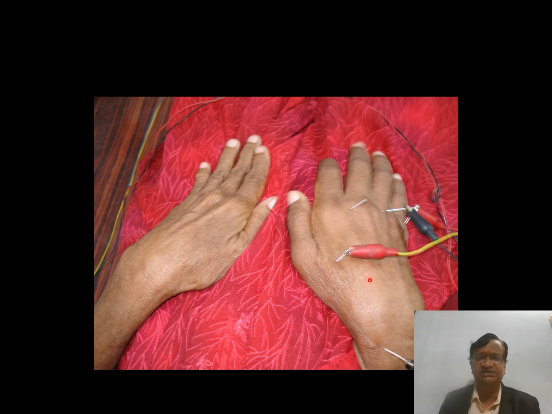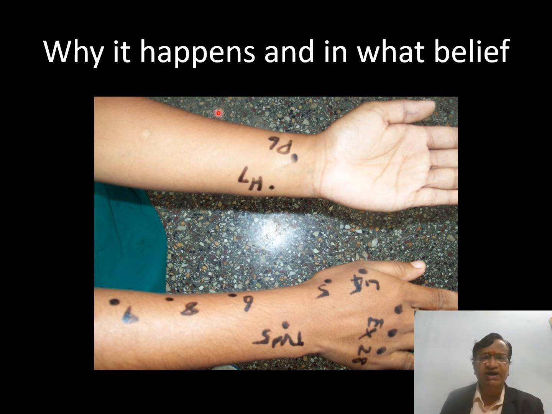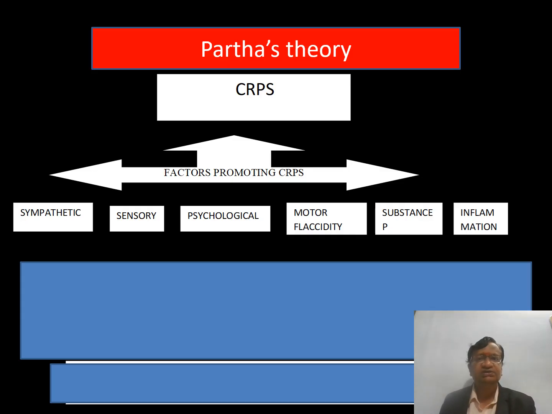Here is another case of CRPS treated with electroacupuncture. Now I want you to see LI4, 5, 6, 8, 9, triple warmer 5, P6, H7. All these are the points which I use. Now, this is my theory. We have already said there is a sympathetic component, a sensory component, a psychological component, a motor component, and substance P and inflammation.